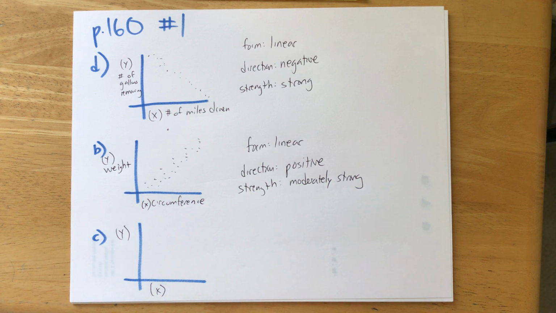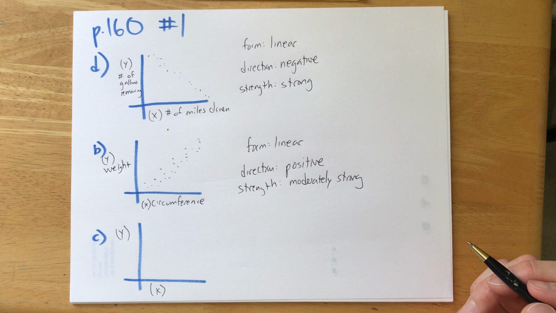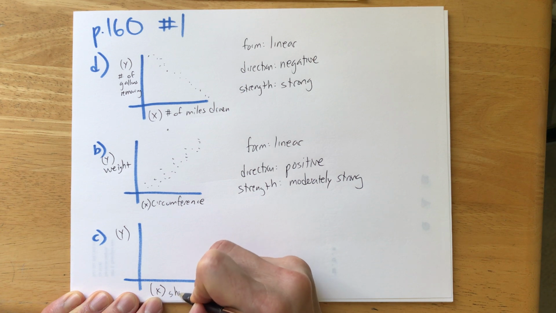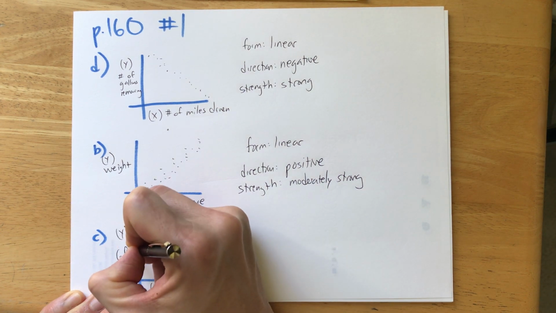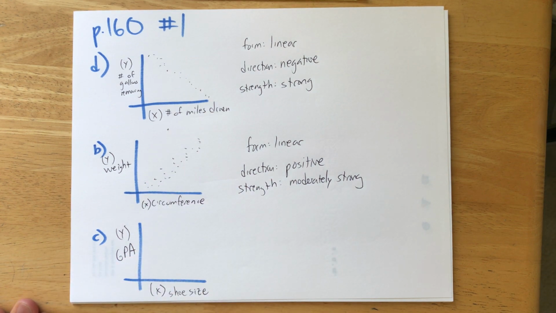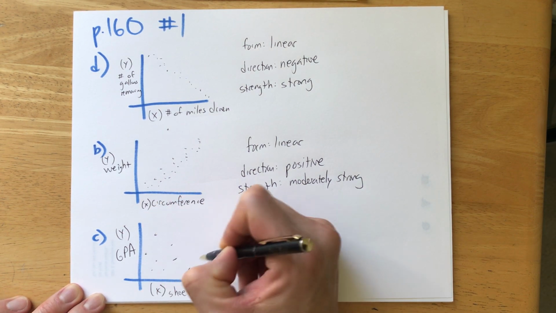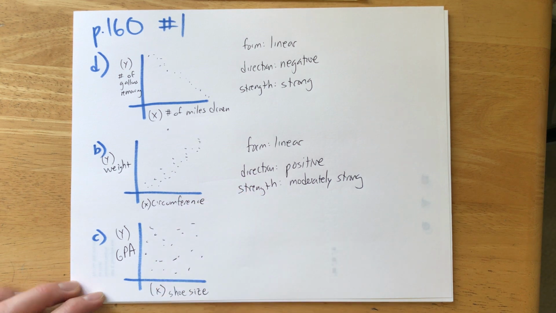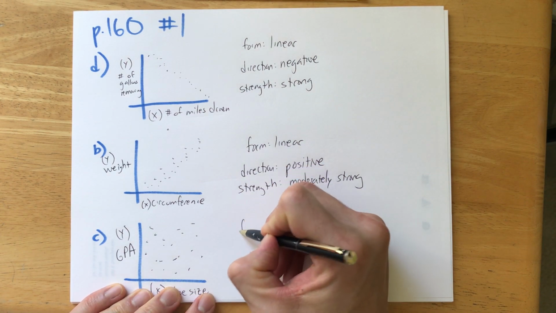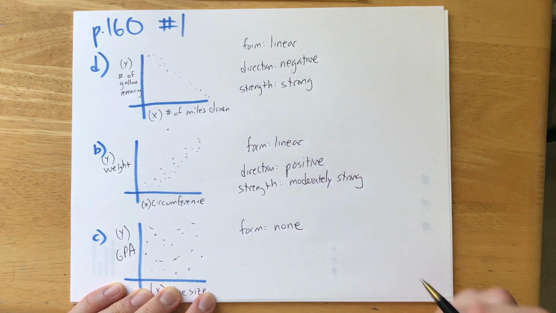C is shoe size and GPA. Okay. Which one affects which? Does your shoe size affect your GPA? Or does your GPA affect your shoe size? We'd say this is your shoe size and your GPA. Okay. What would you say that association would be? I think it'd be all over the place, right? I know all you people out there with big feet are probably thinking, yeah, positive association. And all you people with little feet are thinking, yeah, negative association. So the form here would be none, not linear, not curved.